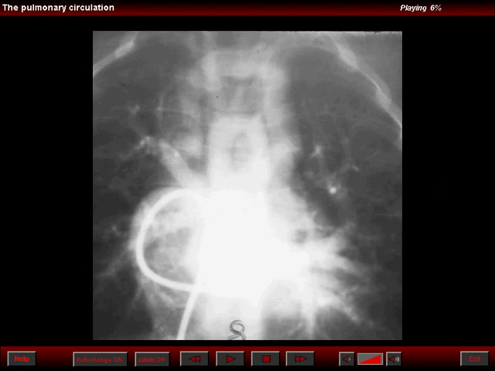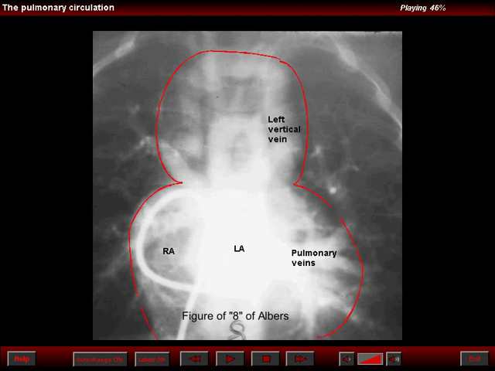Here we can see that some of the pulmonary veins drain normally into the left atrium. However, we note a large left vertical vein that connects with the innominate vein, and from there it drains into the superior vena cava. This arch constitutes the superior portion of the figure of 8 of Albers.